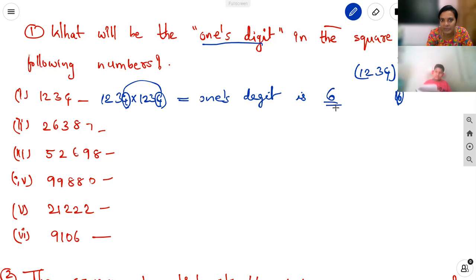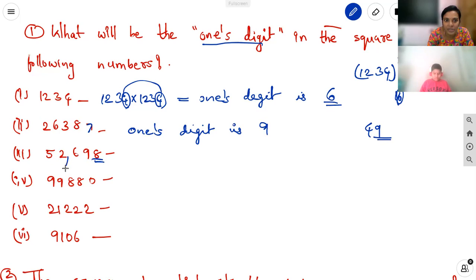You remember that one. Here 7 is there. 7 7s are 49. 9 is the ones digit. In the number 52,698, the ones place is 8. 8 8s are 64. So 4 is the ones digit number.